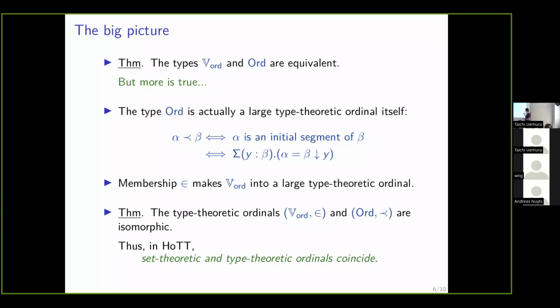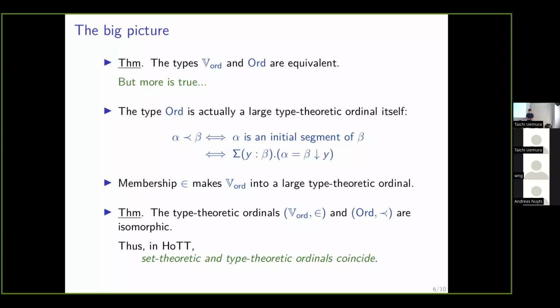And then on the other side, you have V ord, and actually you can prove that set membership makes V ord into a large type theoretic ordinal itself, right? So this is a transitive relation by definition, really, and it's well founded and extensional because the model of this cumulative hierarchy in HoTT models the corresponding axioms of set theory. So the extensionality axiom and the axiom of set membership induction. Because of those things, you get that this is a type theoretic ordinal.